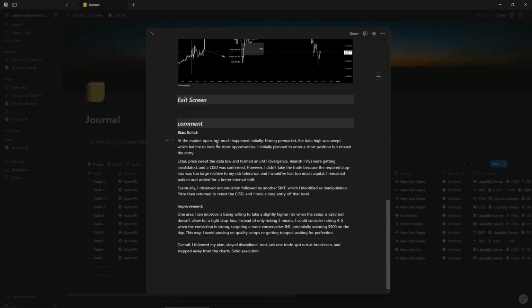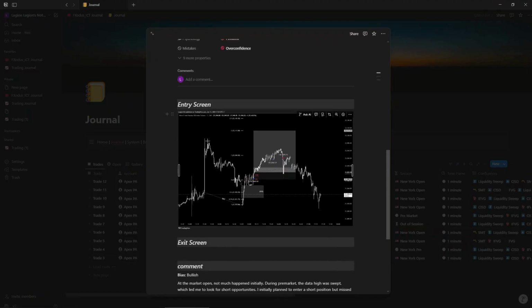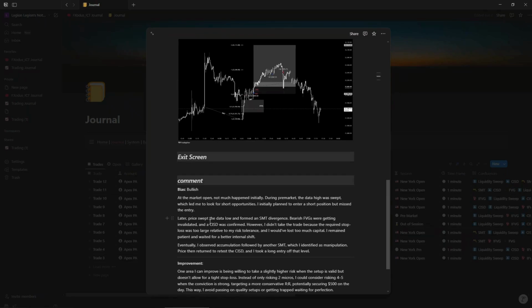So yeah, at the market open, not much happened initially. During pre-market, the data high was swept, which led me to look for short opportunities. I initially planned to enter a short position, but missed my entry right at the top. Later, price swept that data low, my bad, and formed an SMT. This was the setup I was talking about. And bearish fair value gaps were getting invalidated.